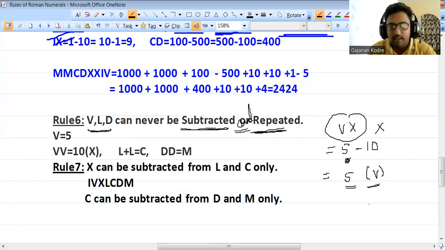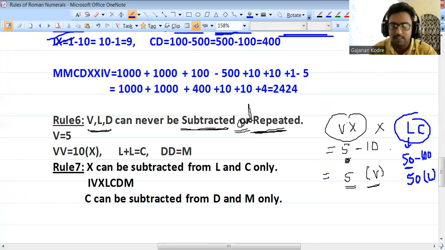Similarly, L. If we take another number, let's say LC. L stands for 50, C stands for 100. A bigger number comes after a smaller number, so the number has increased and we subtract. So 100 minus 50 is 50. For 50 we already have a symbol, that is L. So why would we write LC? We will not. So this is the reason we do not subtract V, L and D.